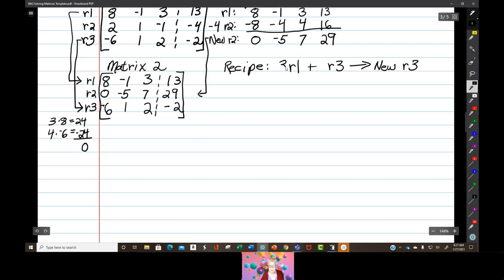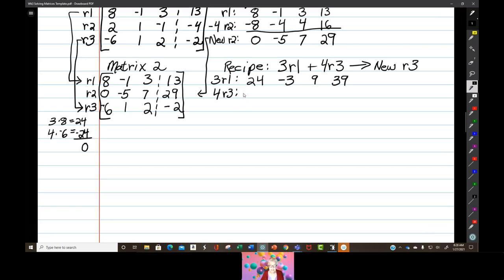Okay, so I'm gonna say 3 times row 1 plus 4 times row 3. And then I'm going to calculate that. 3 times row 1 is 3 times 8 is 24. 3 times negative 1 is negative 3. 3 times 9 is 9. 3 times 13 is 39. I never meant to memorize that. 3 times 13 is 39, but it comes up so often that sometimes you accidentally memorize stuff. So that's pretty well stuck in my memory.